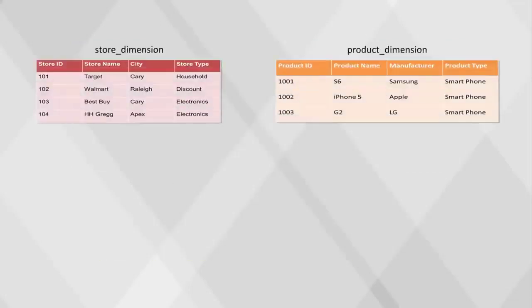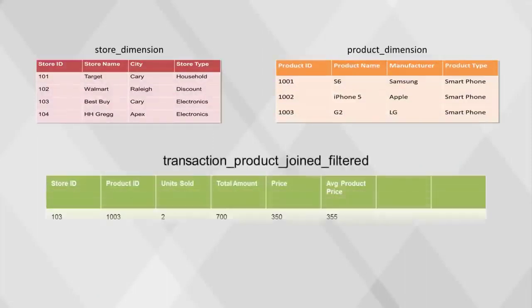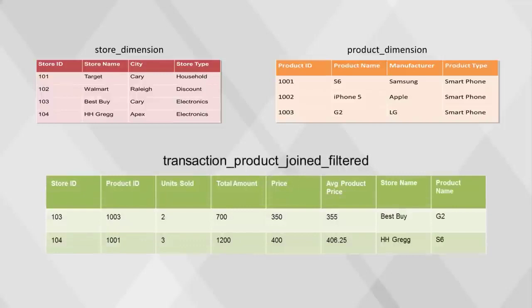Finally, we join this table with the store dimension and product dimension tables. Adding store name and product name to the table is necessary to fully answer the original question. The resulting table makes it clear that the G2 went on sale at Best Buy, and the S6 went on sale at H.H. Gregg. This example is a simplified illustration of how data preparation techniques are often used together to answer typical questions of the data.